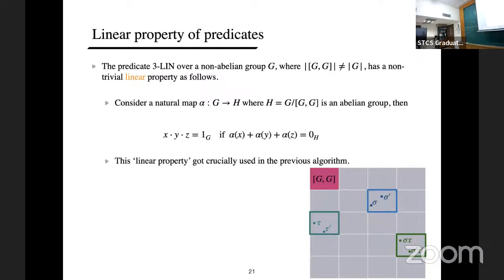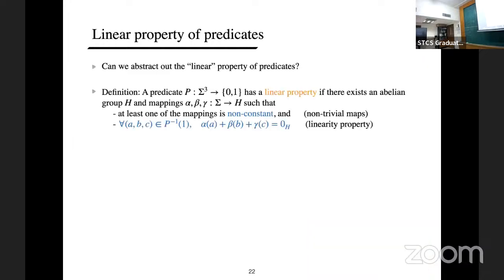So let me state that formally. A predicate P has a linear property if there exists an abelian group H and mappings alpha, betas, gamma from this domain to the abelian group H. Of course, we want at least one of the mappings to be non-constant, just so that it is non-trivial. And then for every tuple in the set of satisfying assignments, we want the respective mapped group elements to satisfy the identity, some linear property.